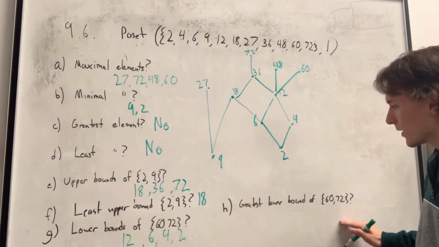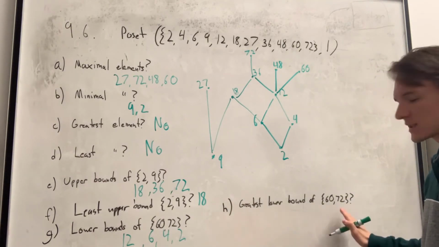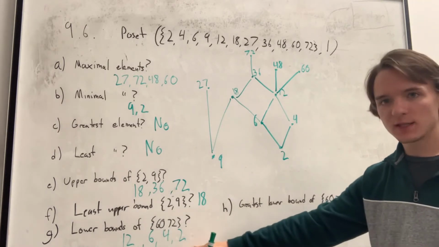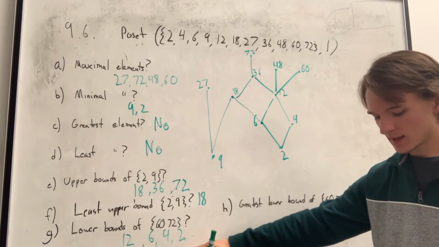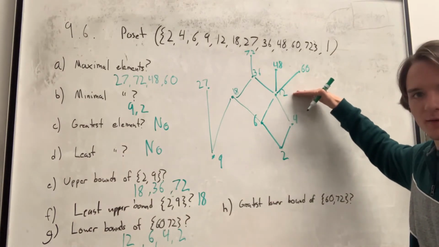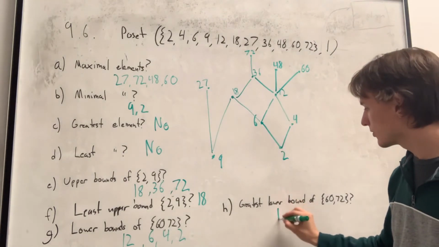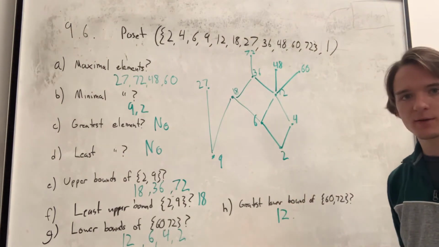Finally, part H. What is the greatest lower bound of 60, 72? Well, that's just the greatest of these elements, which would be 12. It's the first one that we find on our Hasse diagram going down for both elements. So 12 is our greatest lower bound.